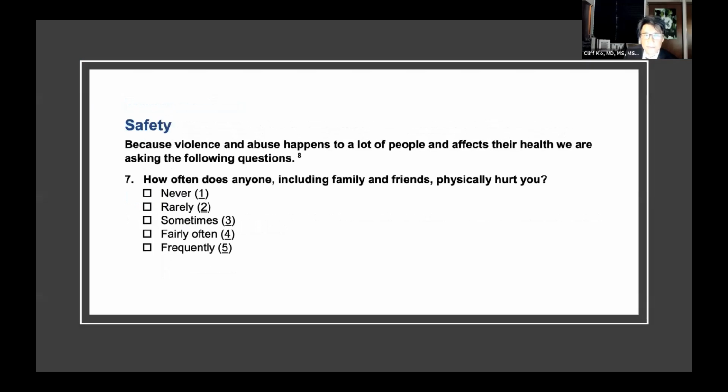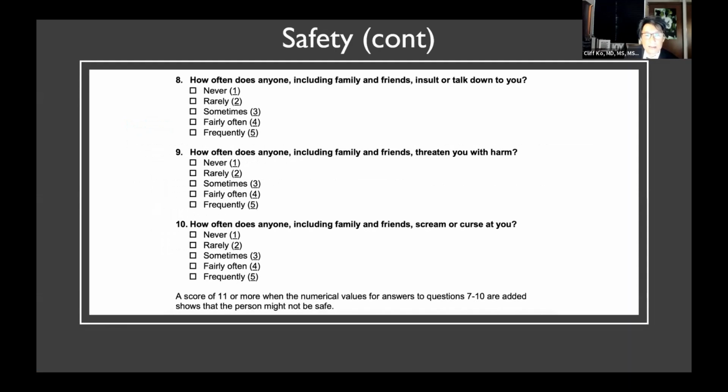Next, please. There are safety questions. Here's the first one. Abuse happens: has anyone in your family physically hurt you? Next, please. And then these are the remaining 3. And then you can see the scoring is pretty easy, and it shows when a person might not be safe or having issues with social determinants. Next, please.